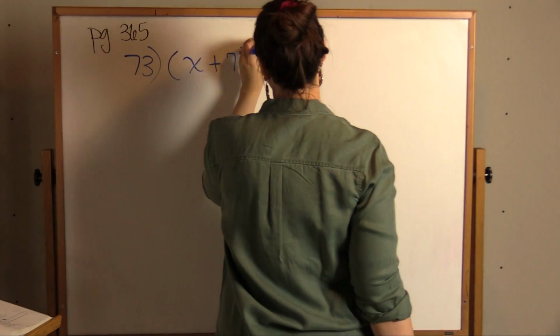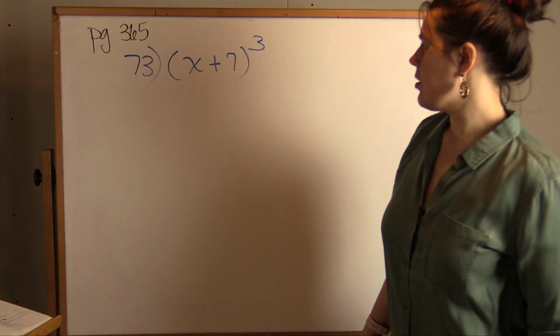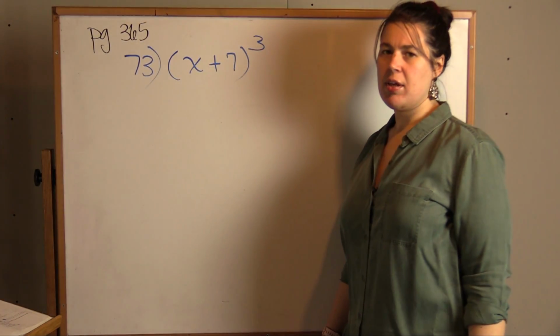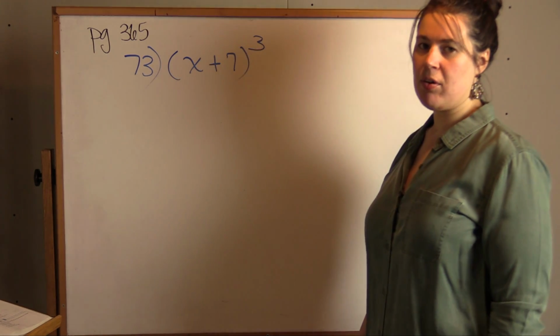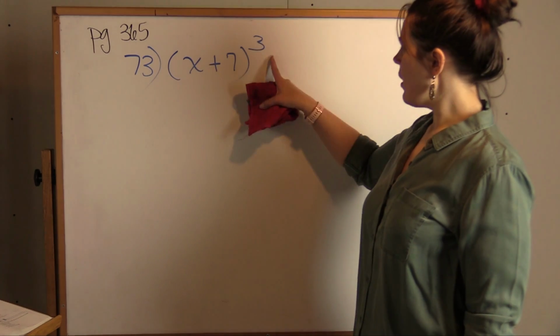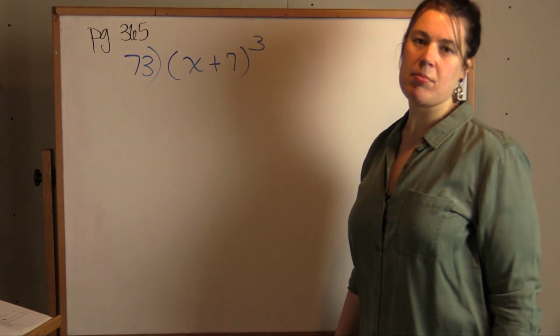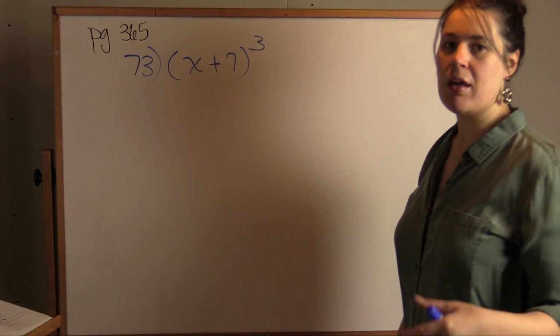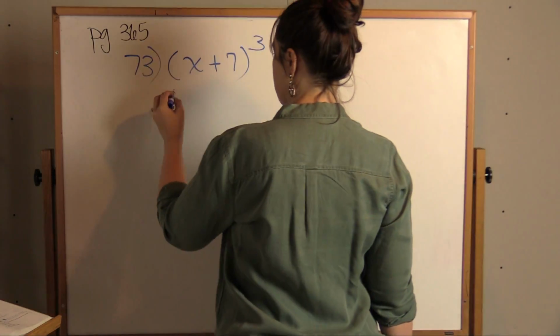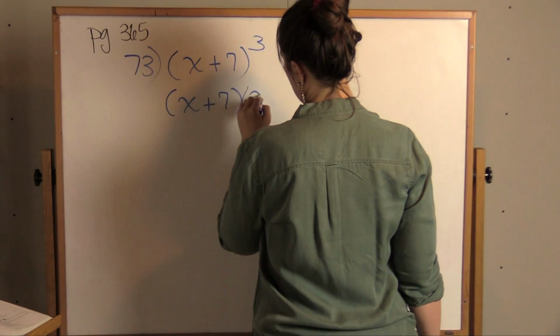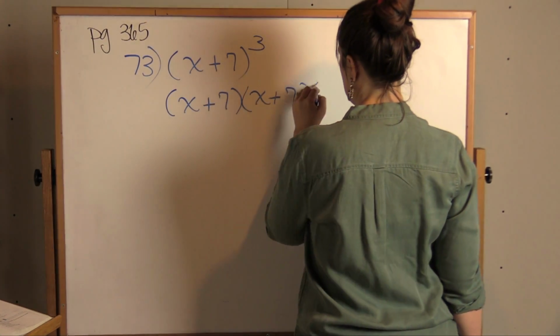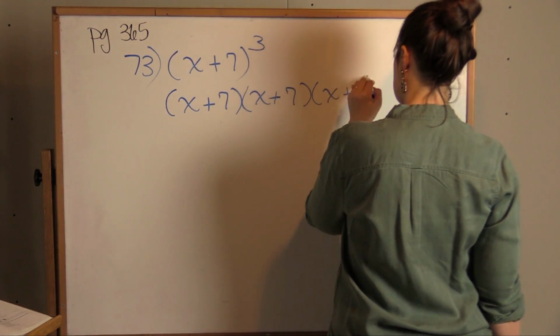All right. So you might be looking at this, well, wait a second, what do I do? Because there's nothing written but one binomial and an exponent. So what does this mean when you have an exponent? It means you're multiplying that same thing 3 times. So I'm going to rewrite it to look like this. X plus 7 times x plus 7 times x plus 7.